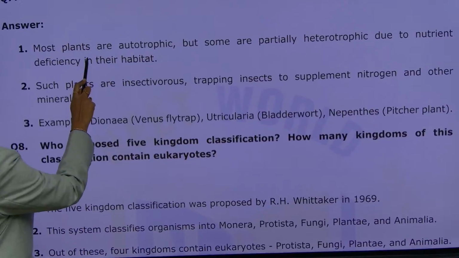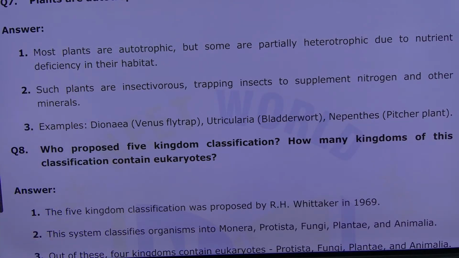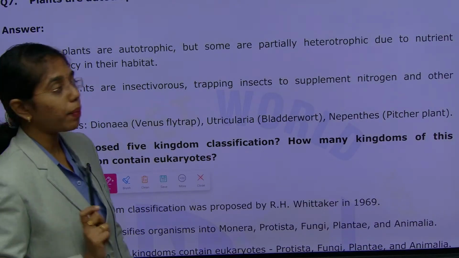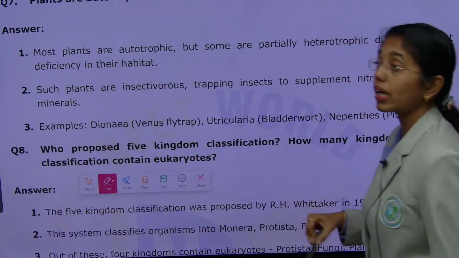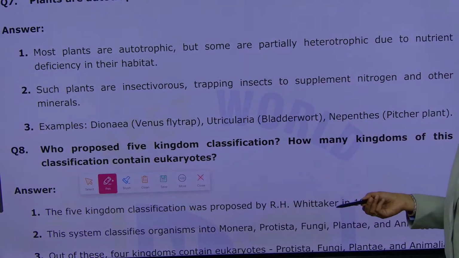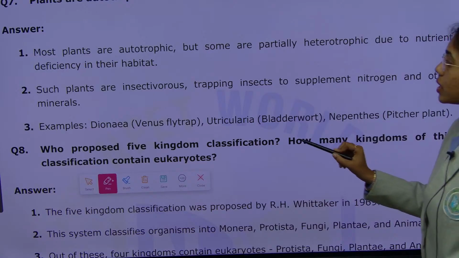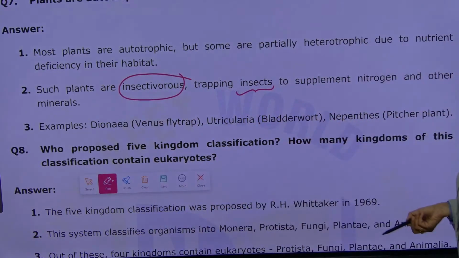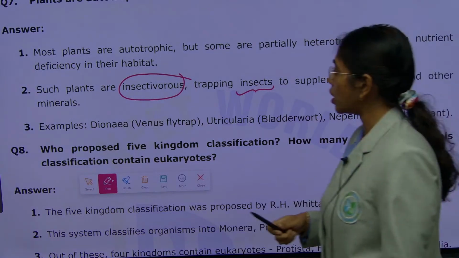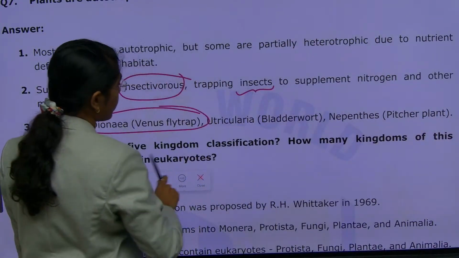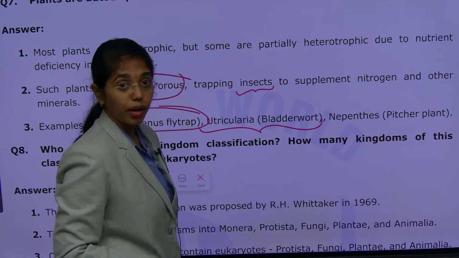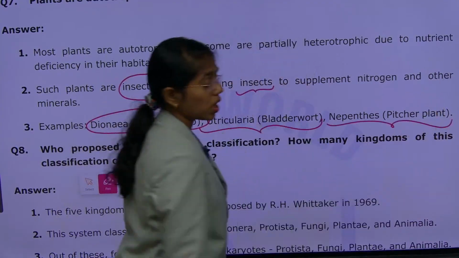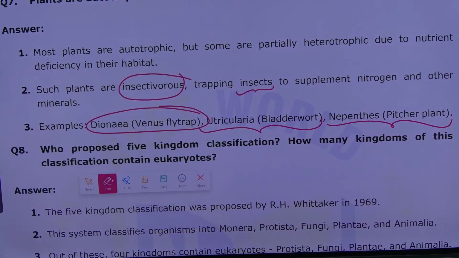Plants are autotrophic. Name some plants which are partially heterotrophic. Most plants are autotrophic, but some are partially heterotrophic due to nutrient deficiency in their habitat. Some plants are insectivorous, which trap insects to supplement nitrogen and other minerals. Examples include Drosera, Venus flytrap, Utricularia, bladderwort, Nepenthes, pitcher plant. Fine, right? These are the examples.